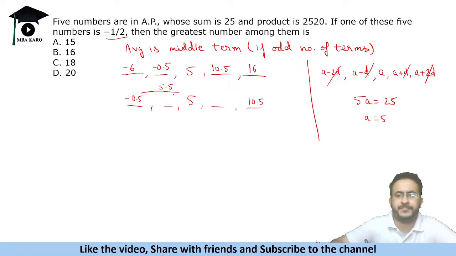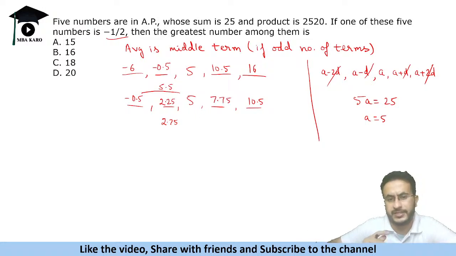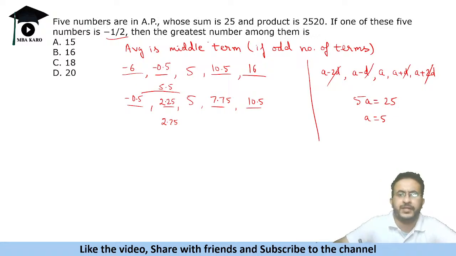This will be like two terms, the difference is 5.5. This is 2.75. So this will be 2.25 and 7.75. So this will be the series in both the cases. Okay. Now we are given that the product is 2520. So in this case, can 2520 be formed? No, it won't be.